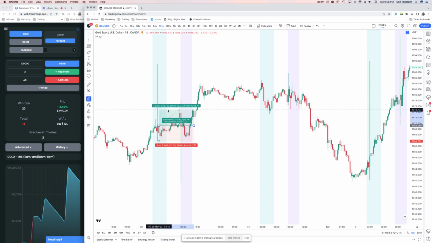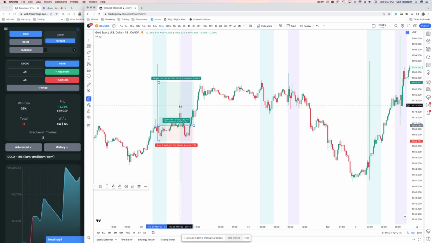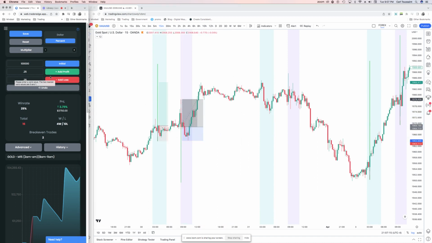What do we get to before this pullback? Got to take profit 2. So what I'm going to do is 1R. So that's 0.25. And then the very next trade was, I think that's a loss. I don't think we got to take profit 1. All right, and we got to take profit 1. So I consider that a loss.